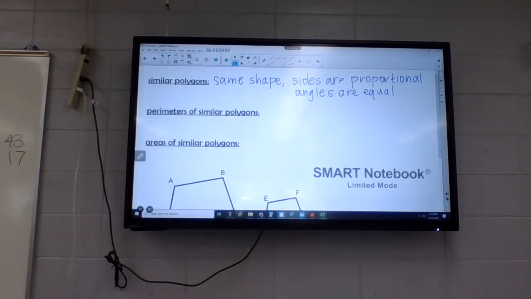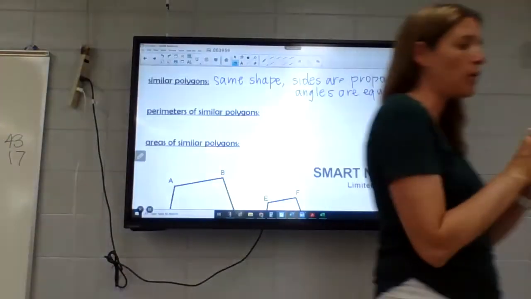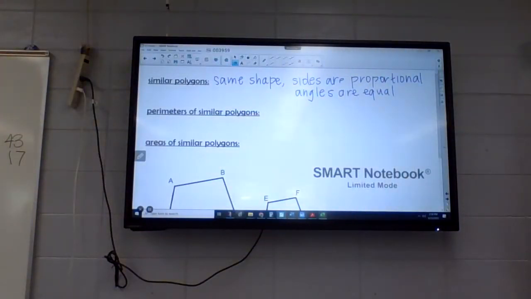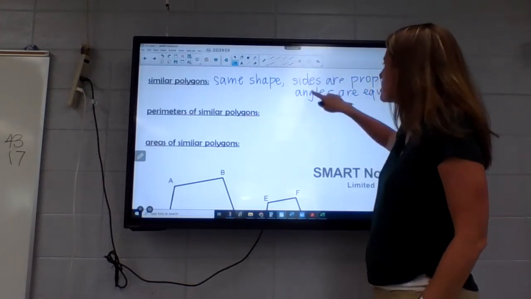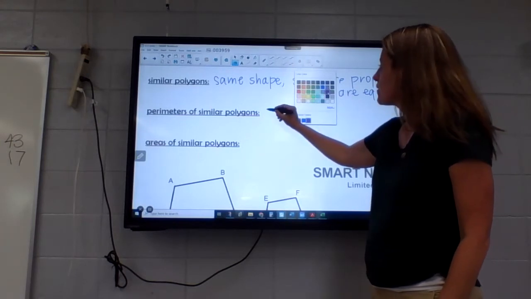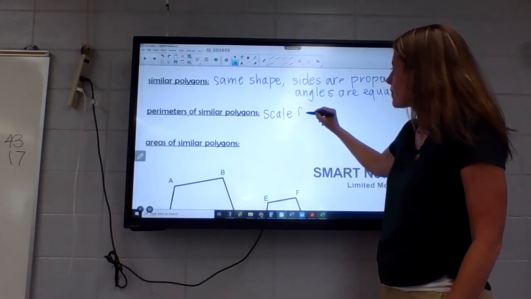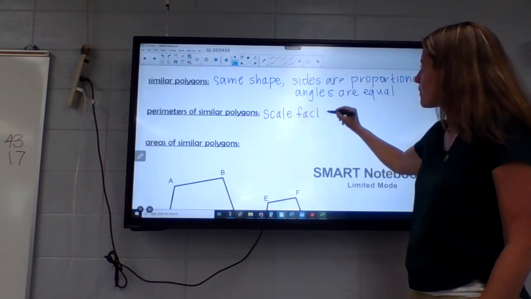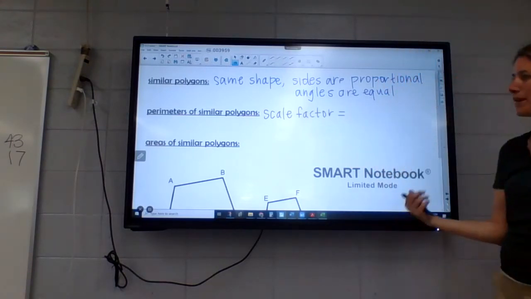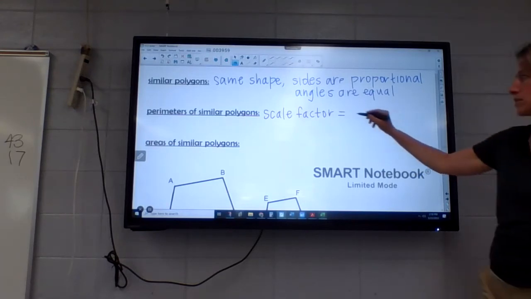So similar polygons have the same shape, but the sides are proportional and the angles are equal. Now, guys, again, we have to be focused here. The perimeters of the polygons should have the same scale factor. So the scale factor should be equal to the ratio of the perimeters.